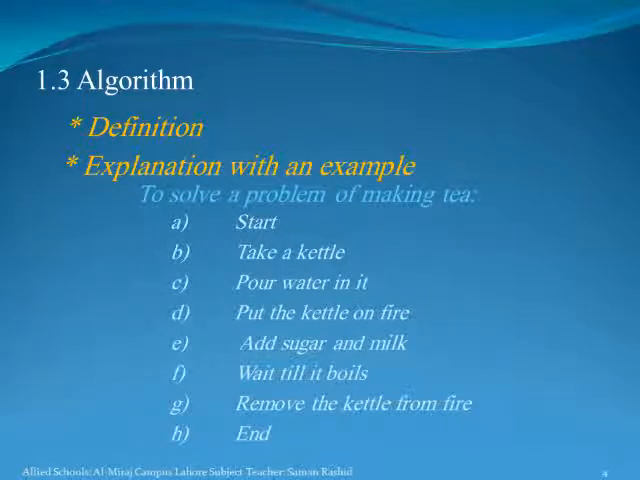For starting, we shall write start. In the next step, we shall take a kettle. After that, we shall pour some water in it. For boiling water, the kettle must be put on fire. Then, we add some sugar and milk in it and wait till it boils. Now after boiling, we shall remove the kettle from fire. Our algorithm has ended and we shall write end here.